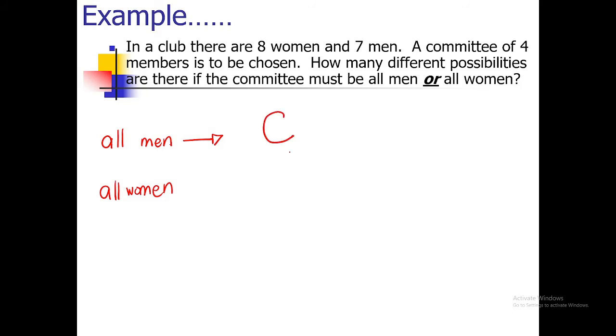Pila ka buok men tanan? 7. And how many members are there sa committee? 4. Okay. What about the women? How many women are there in the club? 8. And how many members ang committee? 4 again. So take note, all men, upat ka buok men from 7 men. Upat ka buok women from the 8 women. So this is one committee, this is another committee.